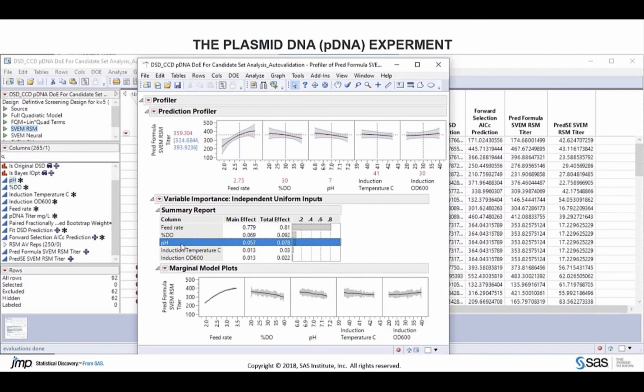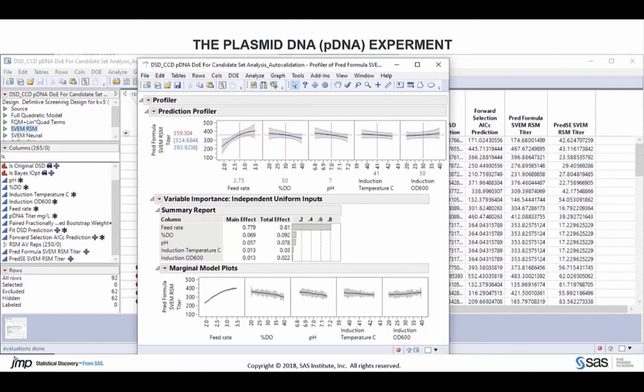I'll do another simulation where I randomly sample the input variables to do an assessment of variable importance. We see that feed rate is the most important, at 81% of the response surface's variation explained by feed rate, followed by dissolved oxygen at about 9%, and then the remaining variables are at around 8%, 3%, and 2% respectively.